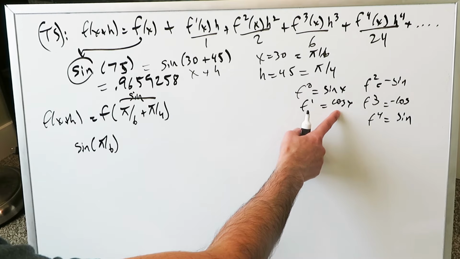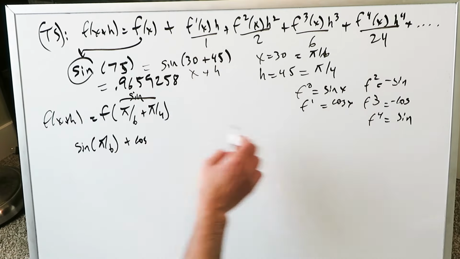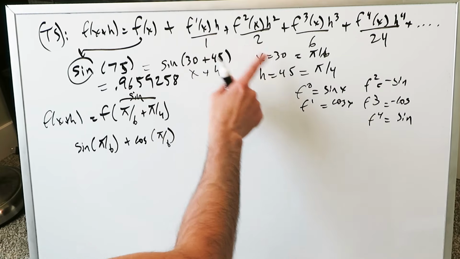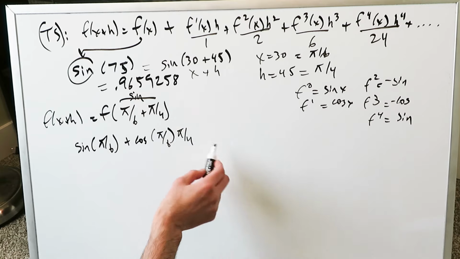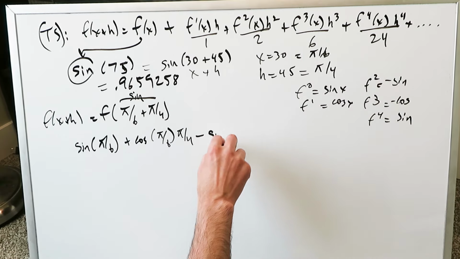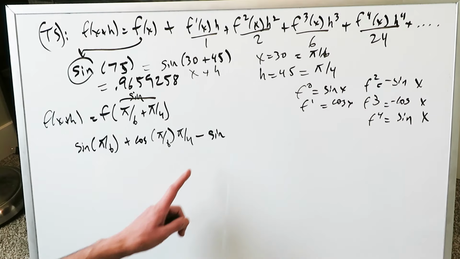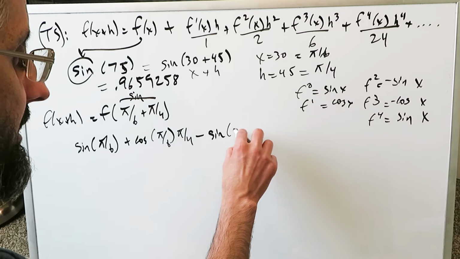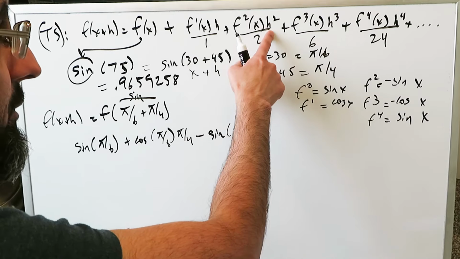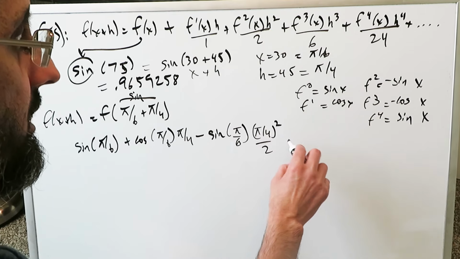My next item, the first order derivative, will be cosine of the x value, which you know here is pi over 6, times the h value, which is pi over 4, all over 1, meaningless. My next item is a minus sine, and I'll do minus sine. I forgot these variables, but it's alright. In all instances, x is pi over 6. In all instances, h is pi over 4, but here it's pi over 4 squared, so we have pi over 4 squared over 2.